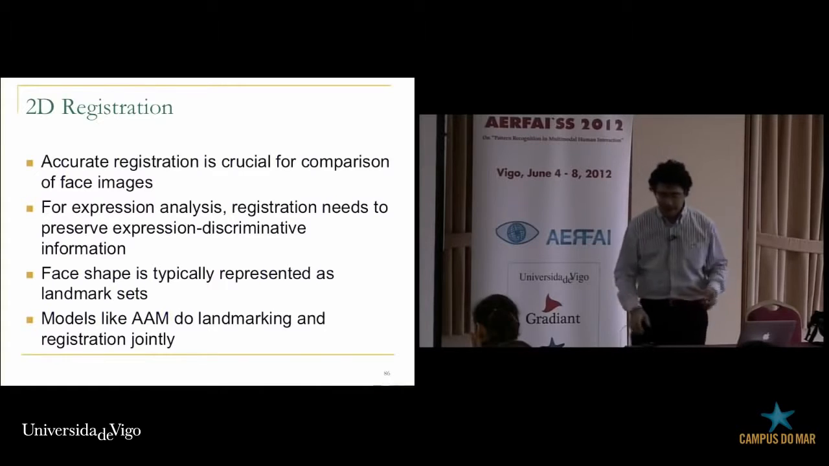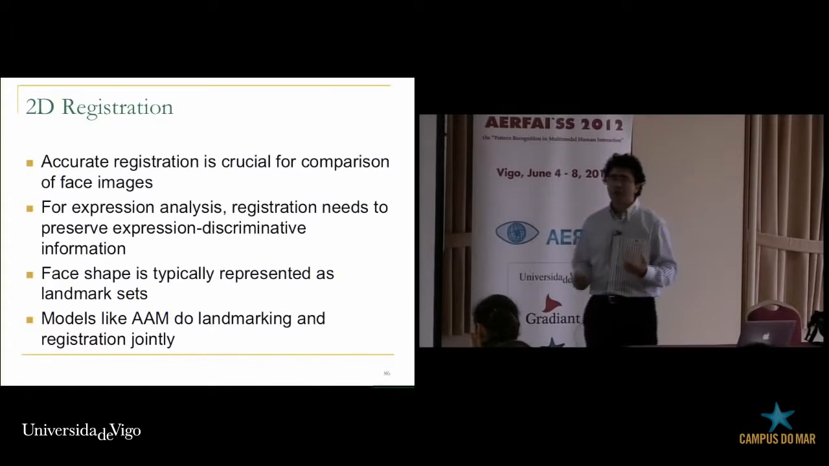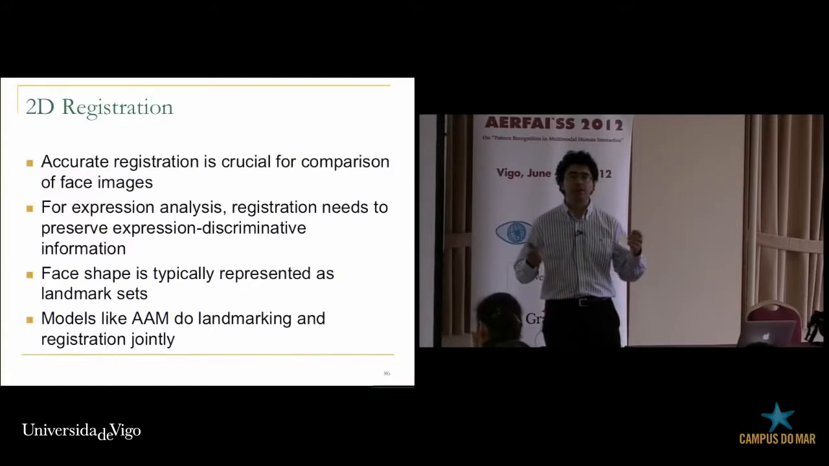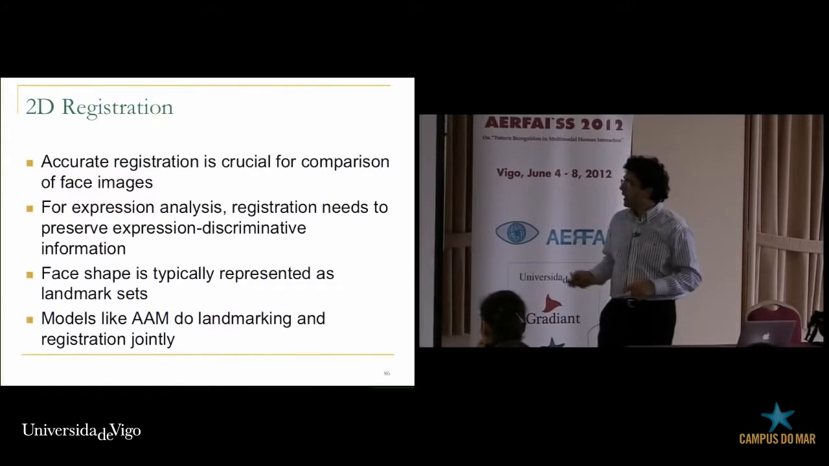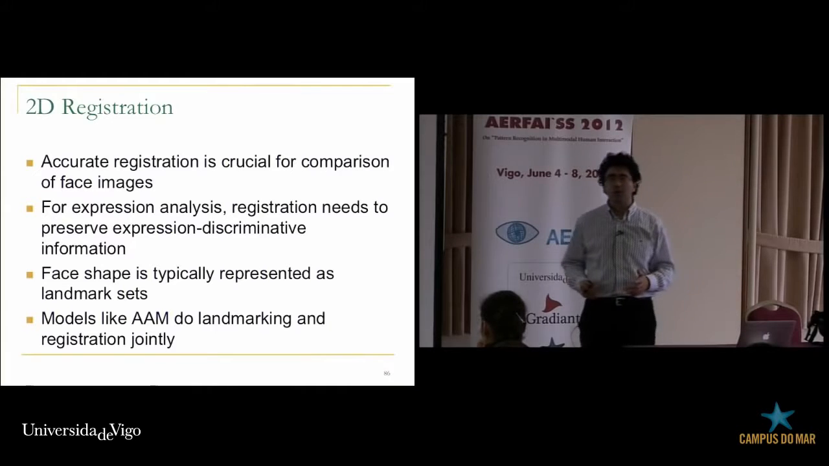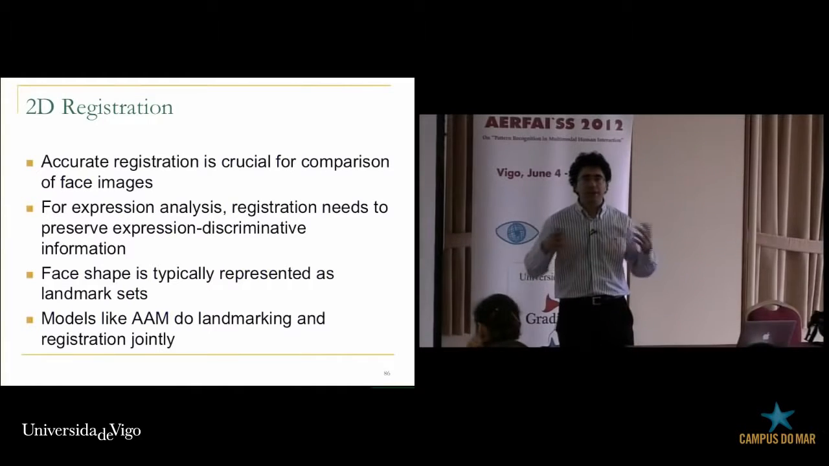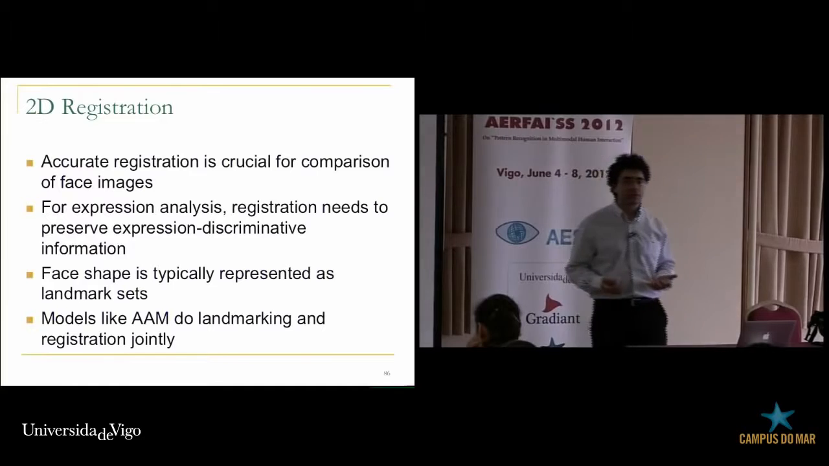All right. And the shape, when we say shape, what we usually mean is a set of landmarks. So x, y, z points or x, y points. The mouth corners, typically the tip of the chin. Usually getting some landmarks along the boundary is useful because it helps you with the stretching. And models like active appearance models do this landmarking and registration jointly.